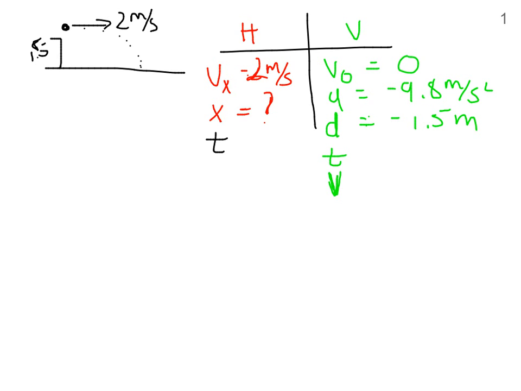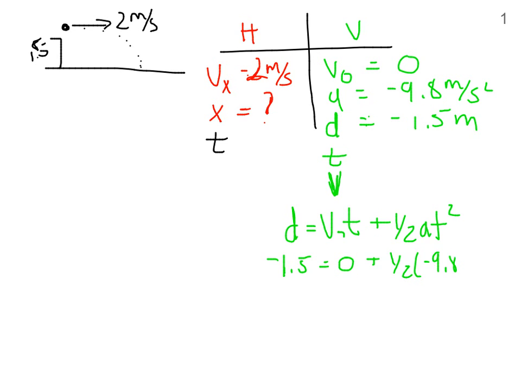Let's find time first. So I'm going to use d equals v naught t plus 1/2 a t squared. I have negative 1.5 equals 0 plus 1/2 times negative 9.8 t squared. I have negative 1.5 equals negative 4.9 t squared. 1.5 divided by 4.9 is 0.3. Take the square root of that number and I get 0.55 seconds. Once I find t, I can put t up here.